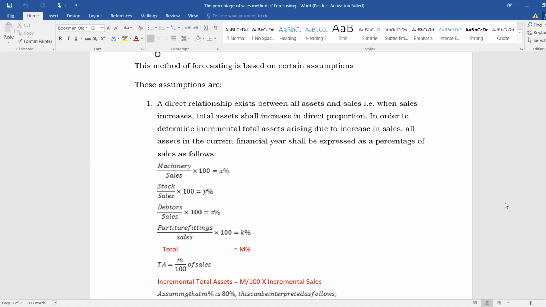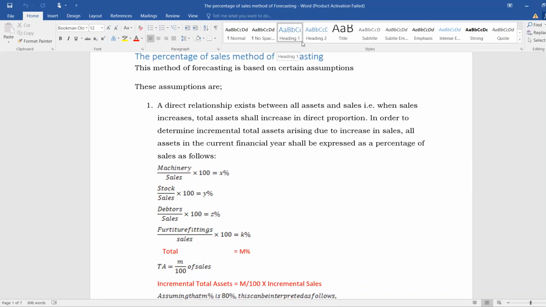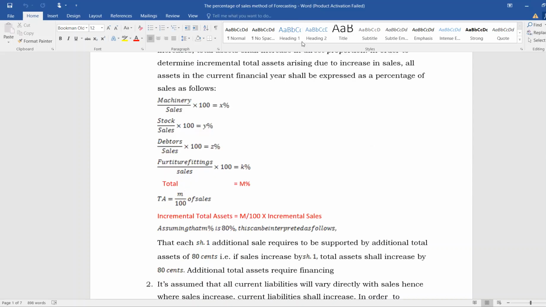Now, for us to be able to answer that question, we need to express all assets in the current statement of financial position as a percentage of sales. We have to express all assets in the most recent statement of financial position as a percentage of sales. And this is what you can see that I'm doing there. The value of machinery divided by sales times 100 will probably give you X%. The book value of stock divided by sales times 100 shall give you maybe Y%.